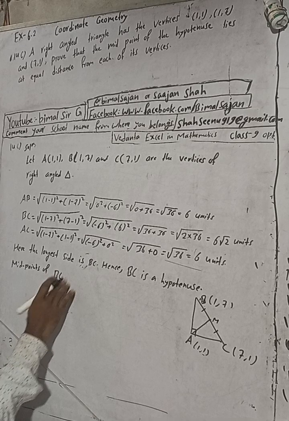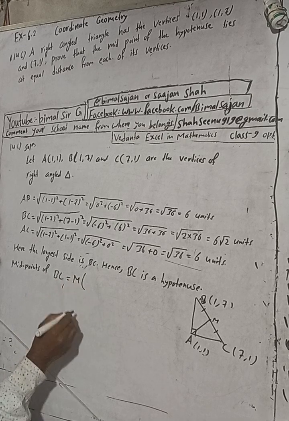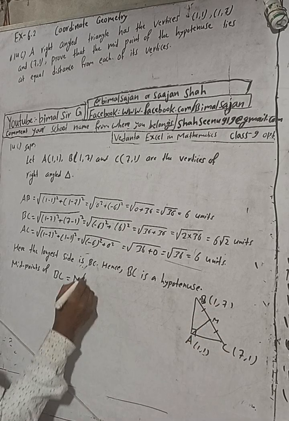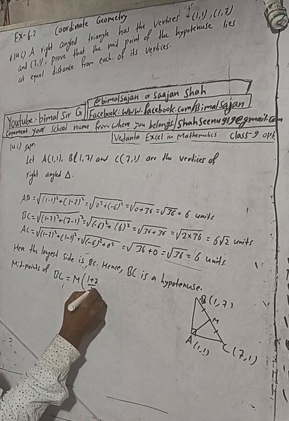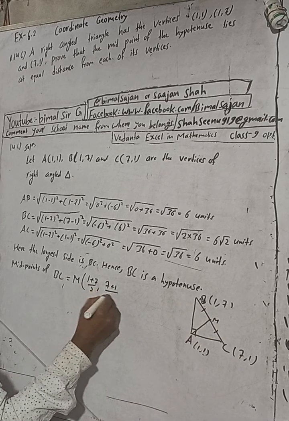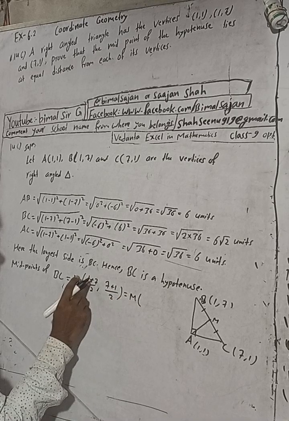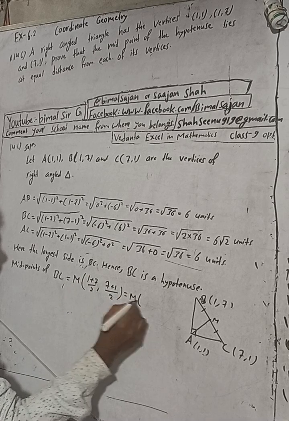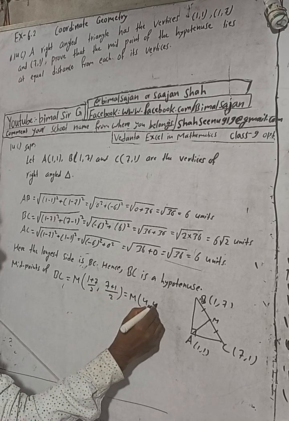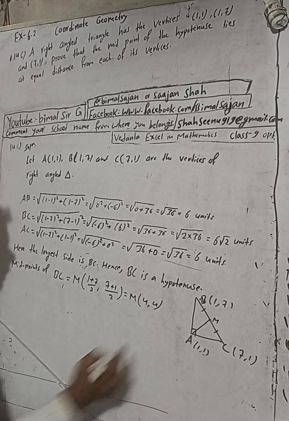The midpoint of hypotenuse BC is, okay, this is M. Suppose this is point M. So what is point M here? It is (1 plus 7) by 2 comma (7 plus 1) by 2. This is equal to how much? 8 by 2, which is 4, and 7 plus 1 is 8 by 2, 4. So we got M (4, 4).